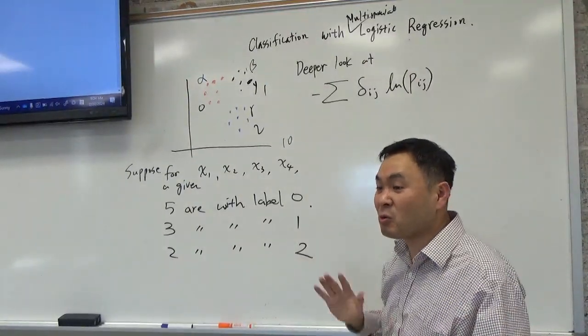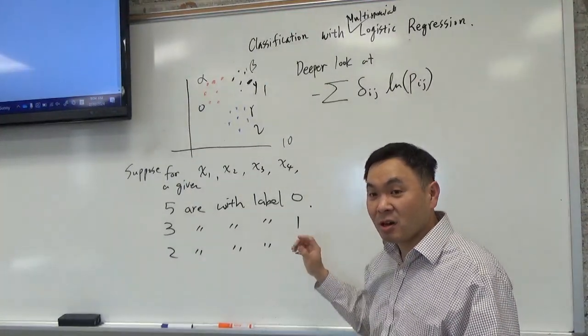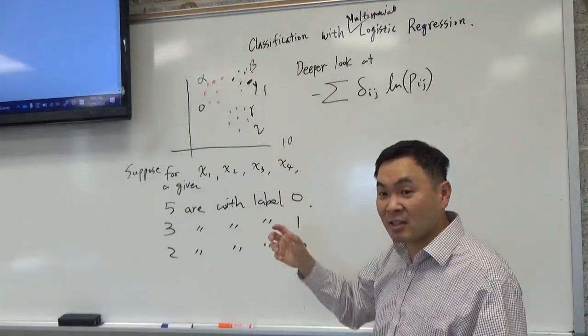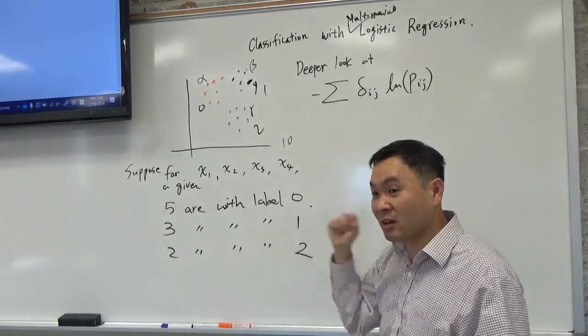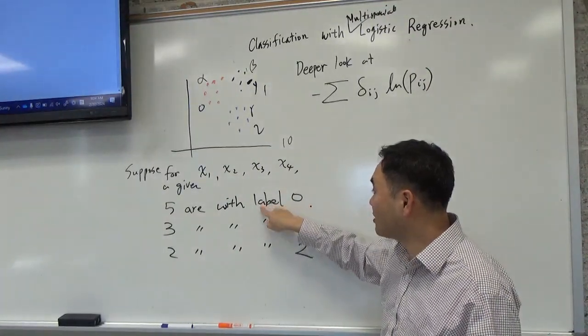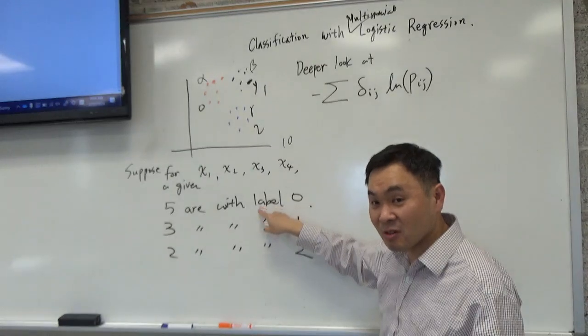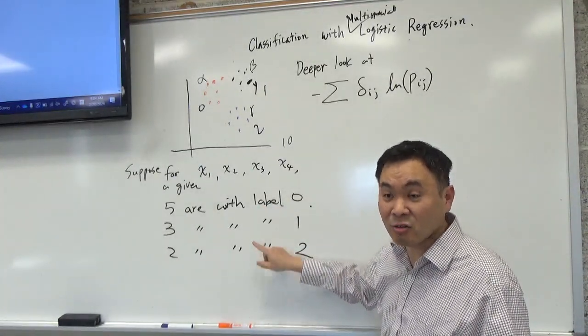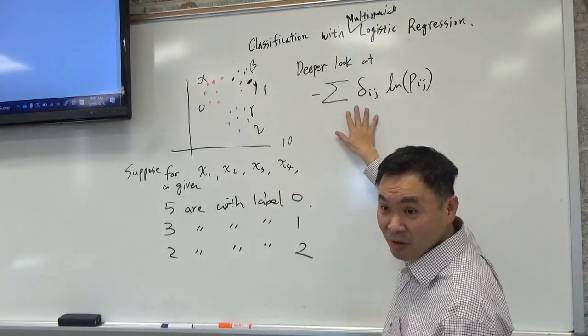So what would be the ideal outcome? The ideal outcome would be that any random element picked that has the same feature should have probability 5 out of 10 for this one, 3 out of 10 for this one, 2 out of 10 for this one, okay? I just want to see that this does do the job, okay?